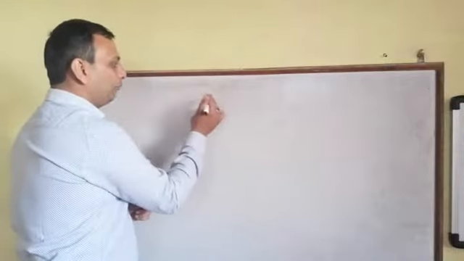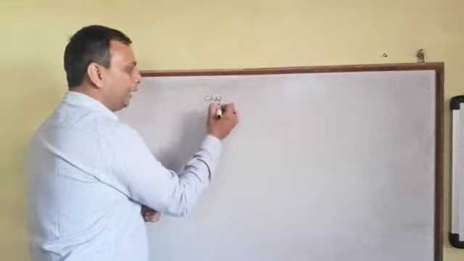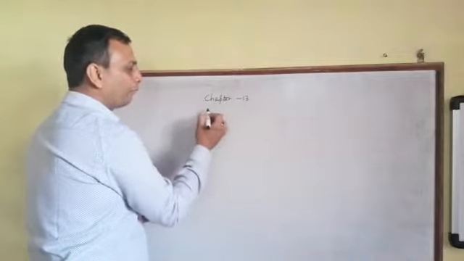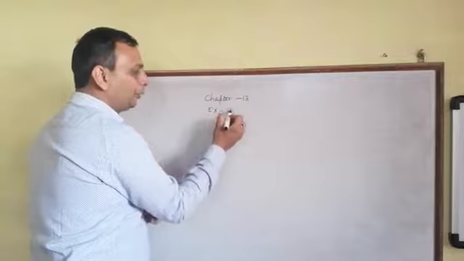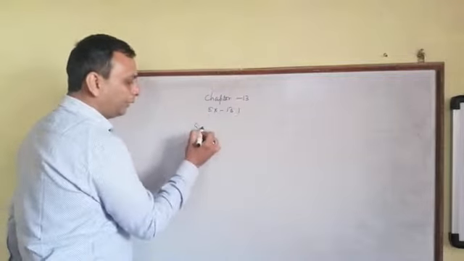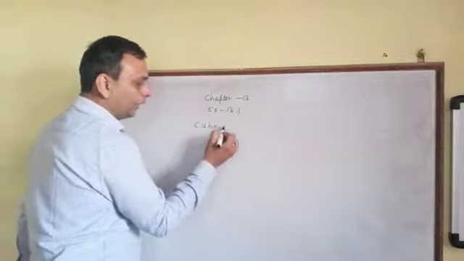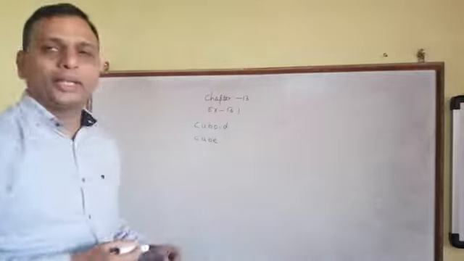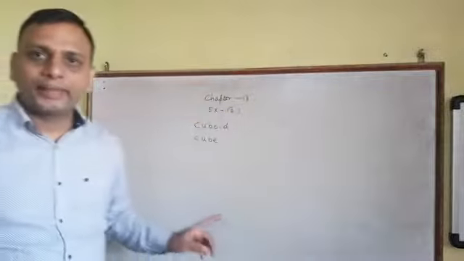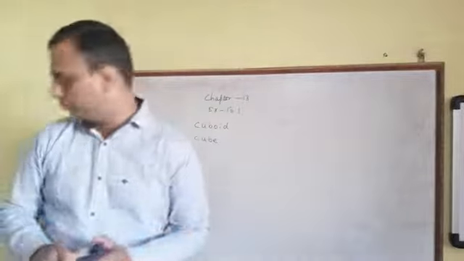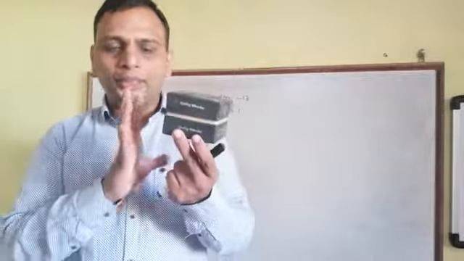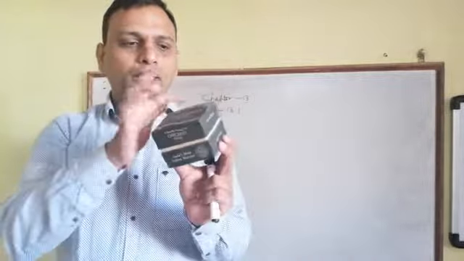Chapter number 13, exercise number 1, is mainly based on two figures. One is the cuboid and the next is the cube. So we will have to understand what a cuboid is and what a cube is. A cuboid is just like a room. I have this shape, you can consider this as a cuboid. The cuboid is just like a room.